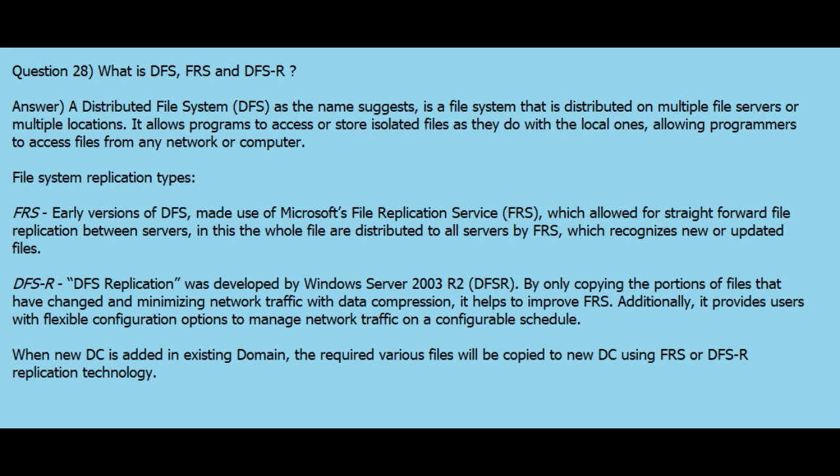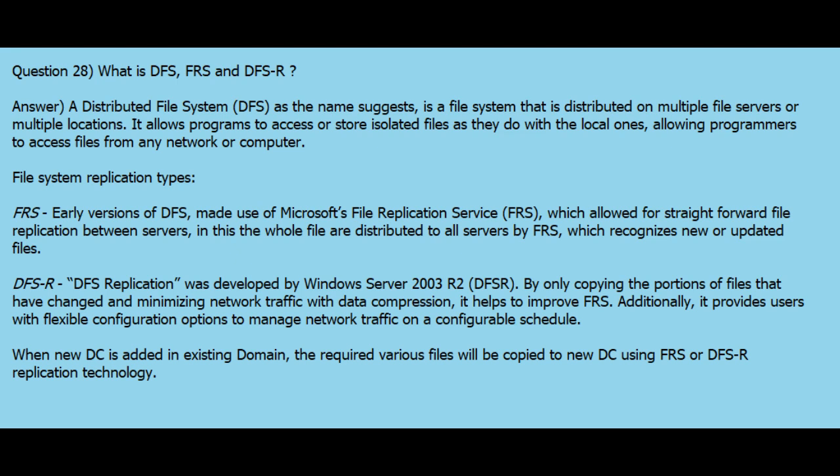Question 28. What is DFS, FRS and DFSR? Answer. A distributed file system, DFS, as the name suggests, is a file system that is distributed on multiple file servers or multiple locations. It allows programs to access or store isolated files as they do with local ones, allowing programmers to access files from any network or computer. File system replication types. FRS: early versions of DFS made use of Microsoft's File Replication Service, FRS, which allowed for straightforward file replication between servers.